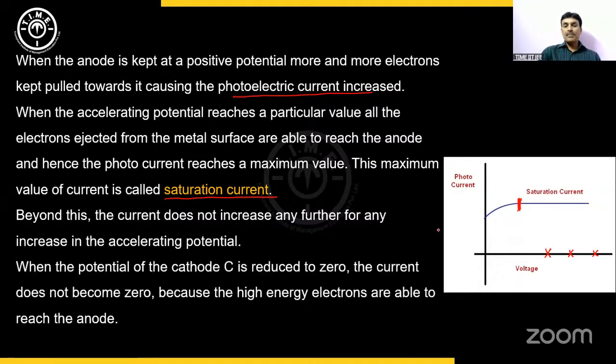Now, what happens if you reduce this potential, moving on this side? Moving to the left, the potential difference decreases, and at this point the potential difference between P and C, that is between the photoelectric plate and the collecting anode, becomes zero. Even then you can observe some non-zero current. This is because the electrons with high energy are able to reach the anode even when there is no accelerating potential.